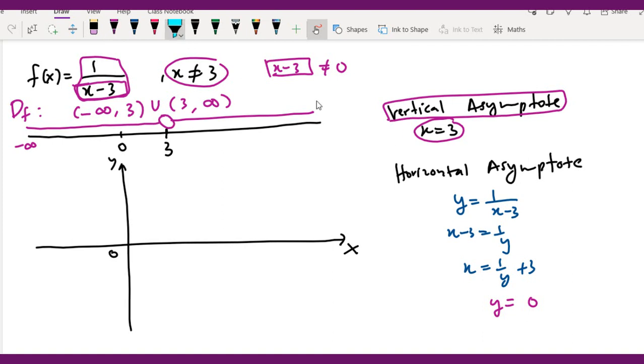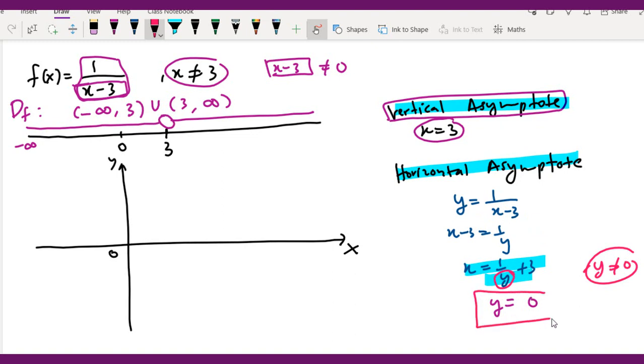Then we find the horizontal asymptote. By observation you know y is equal to 0, but we try to prove it properly. Write x as the subject. Then the denominator y cannot equal 0. So we conclude that the horizontal asymptote is y equals 0, and the vertical asymptote is x equals 3.